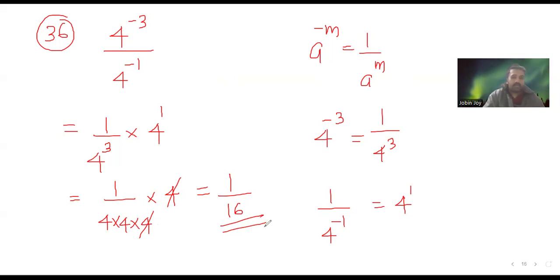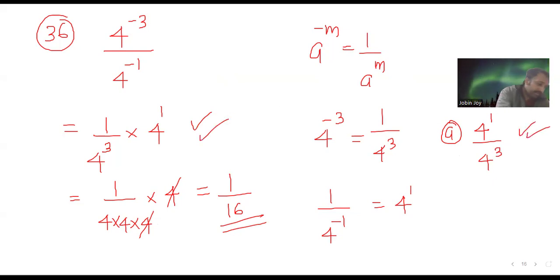Okay. 1 by 16. So we have 4 options, and out of the 4 options, you should select 2 answers. One is 4 raised to 1 divided by 4 raised to 3. Yes, that is correct. Option A. Then option B is 1 by 4 square. Yes, that is also correct because 1 by 4 square is 1 by 16.